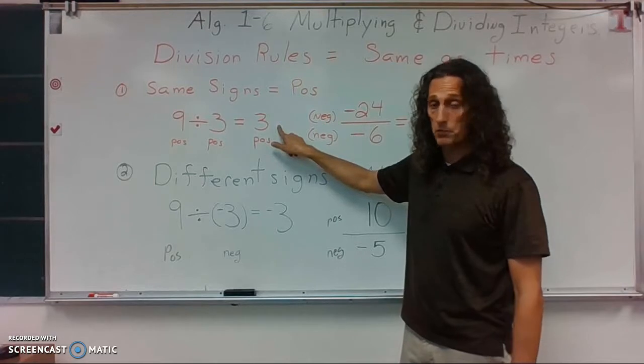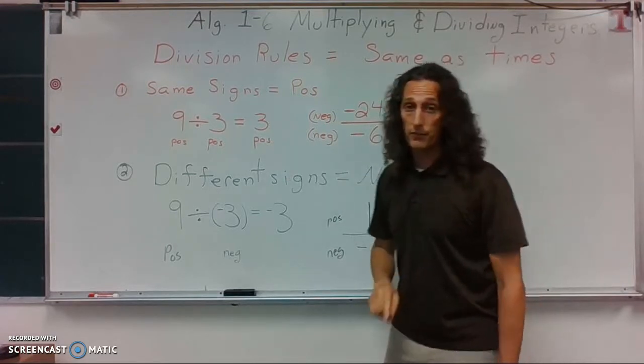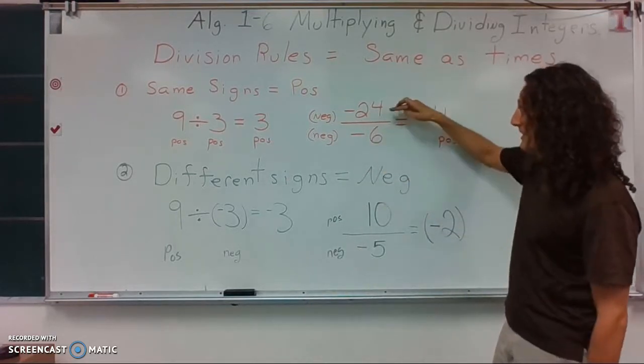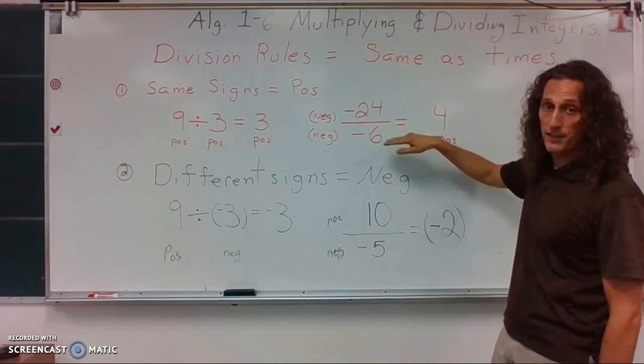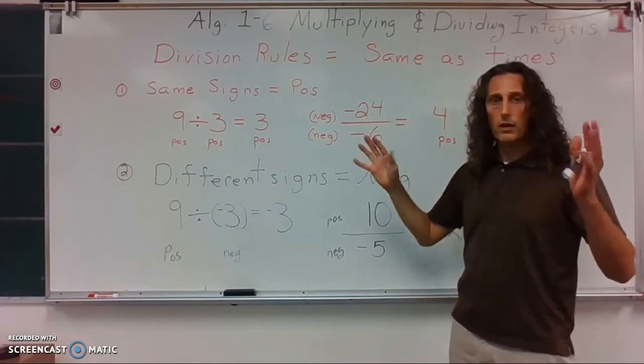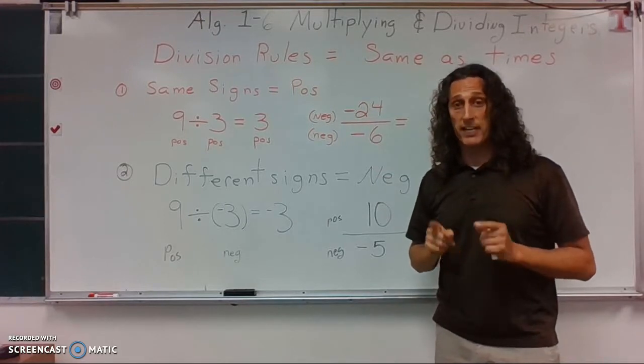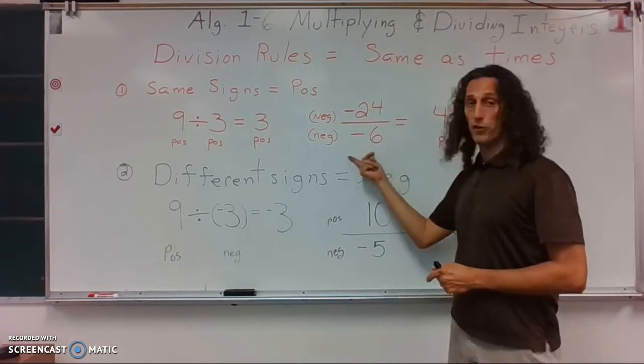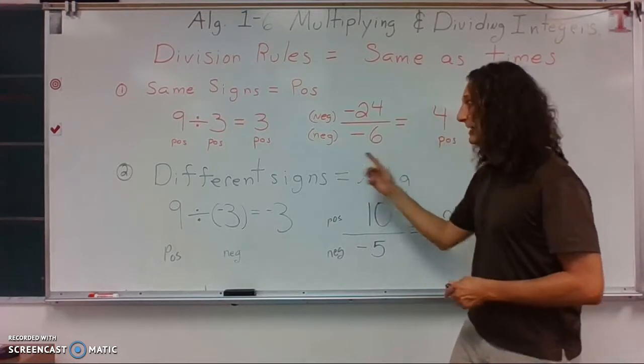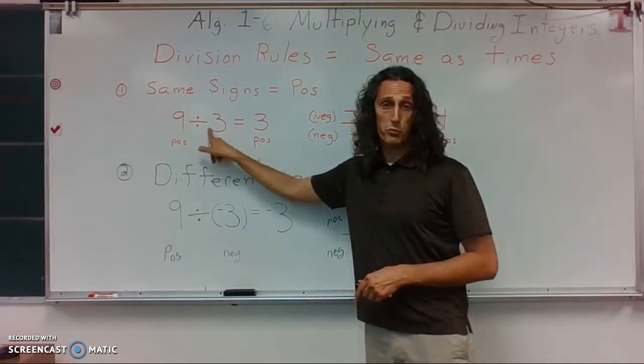9 divided by 3 is 3, and it's positive, right? Now, I have this negative 24 over negative 6, but whoa, that looks like a fraction. No, that's division. Again, this is one of these maturity things in math. You're not going to see this in our book anymore, and here's why.